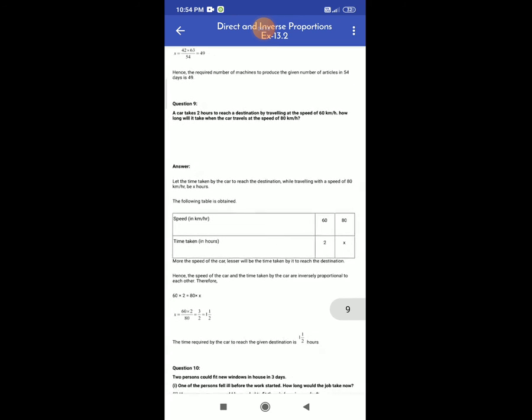Speed in kilometer per hour is 60 and 80 respectively, and time taken in hours is 2 and x. More the speed of the car, lesser will be the time taken by it to reach the destination. Hence the speed of the car and the time taken by the car are inversely proportional to each other, and therefore 60 multiply 2 equal to 80 multiply x. Therefore x is equal to 60 multiply 2 divided by 80 is equal to 3 by 2. That means 1 integer 1 by 2. The time required by the car to reach the given destination is 1.5 hours.